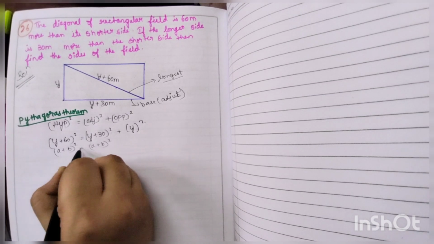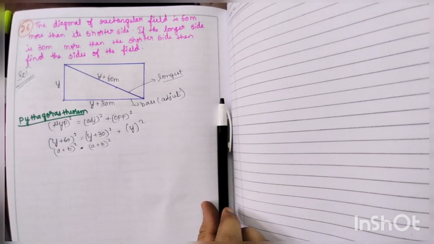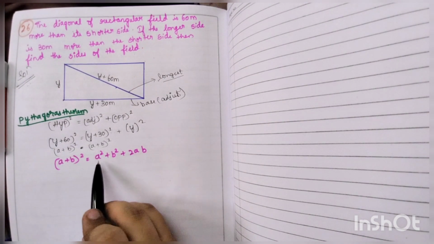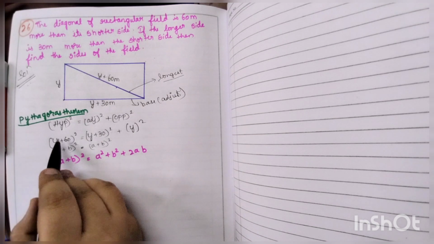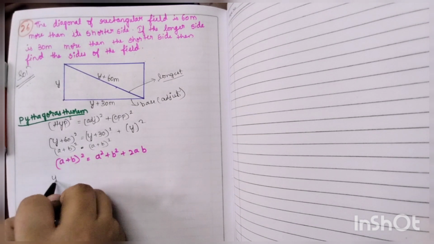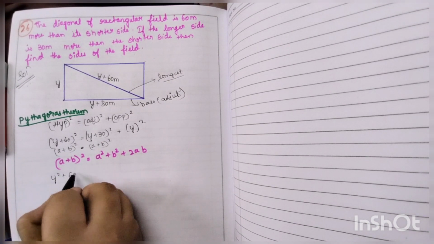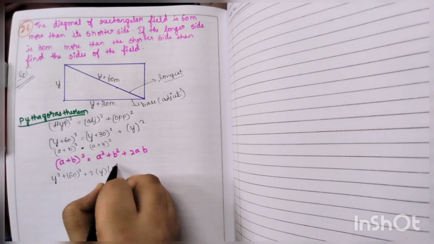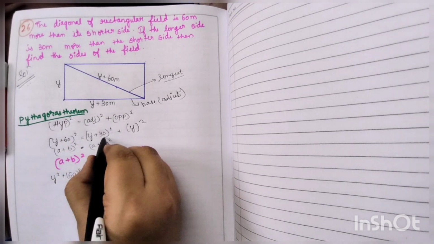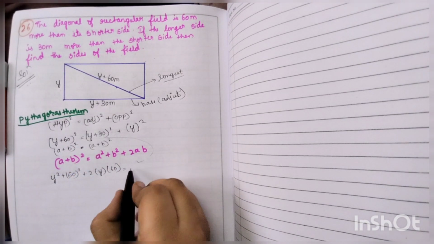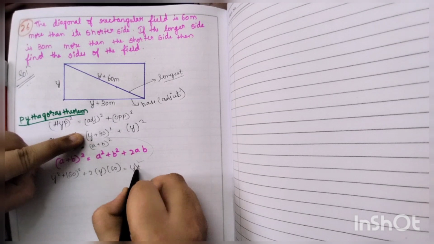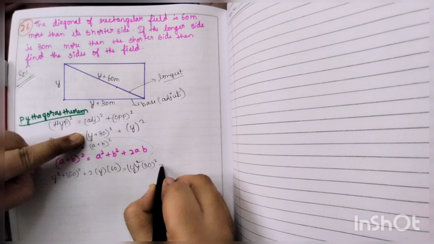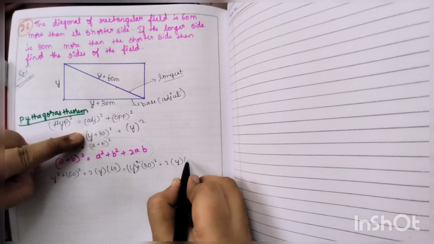Now tell me what is the formula for (a plus b) whole square. Yes, (a plus b) whole square is equal to a square plus b square plus 2ab. So substitute in all the cases. So y square plus 60 whole square plus 2 into y into 60. Only for this, correct? So now for this, it is equal to y square plus 30 whole square plus 2 into y into 30.